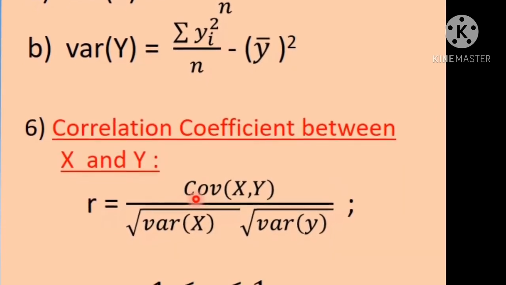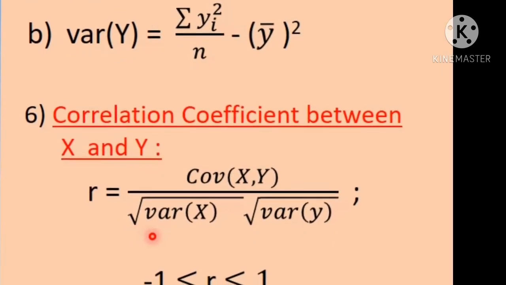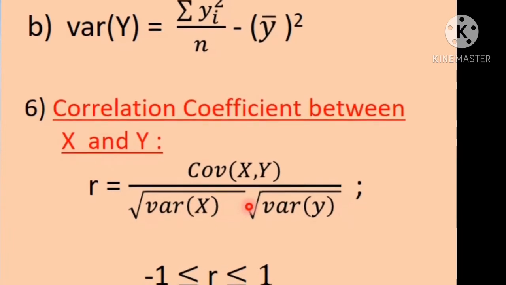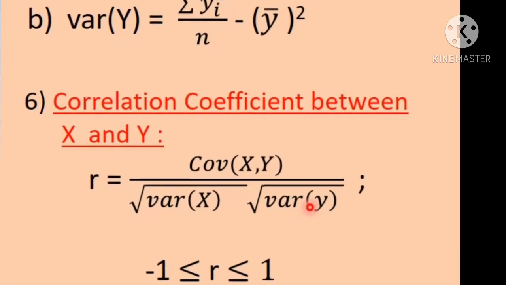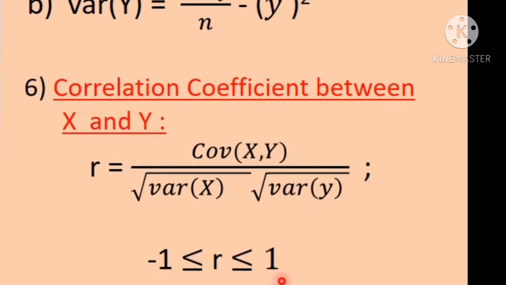Then you have studied correlation coefficient between x and y, which is denoted by R, and is equal to covariance between x and y upon square root of variance of x into square root of variance of y, and the value of R lies between minus 1 and 1.